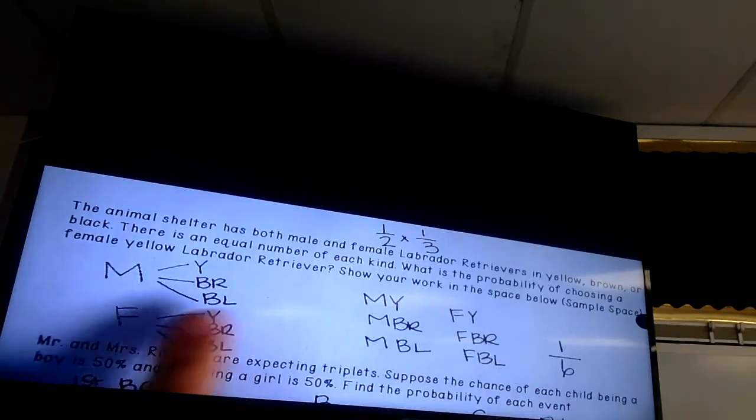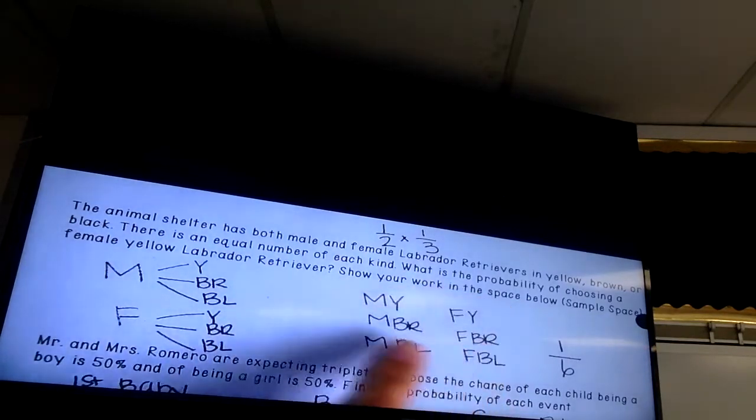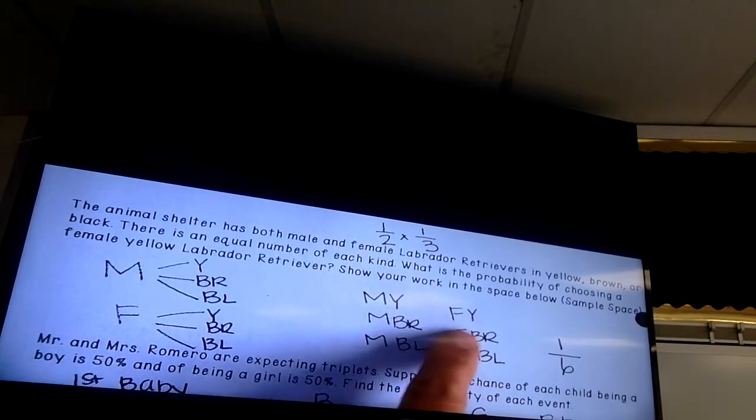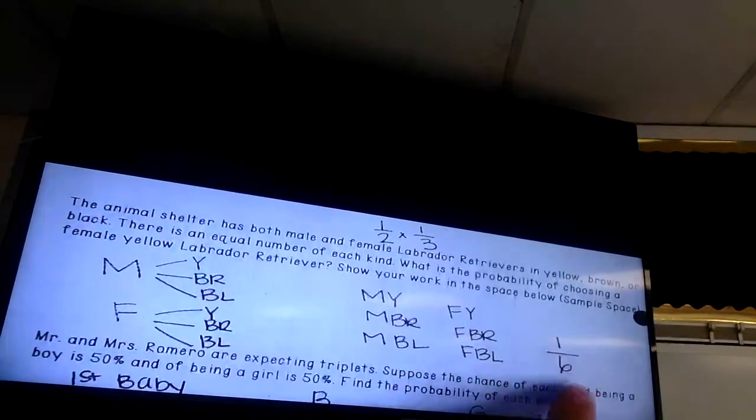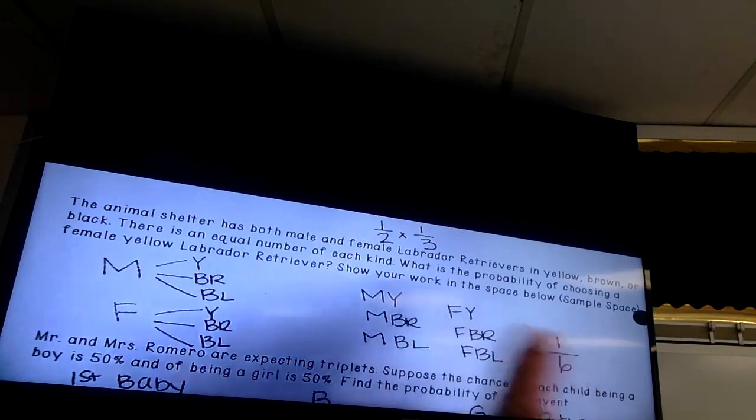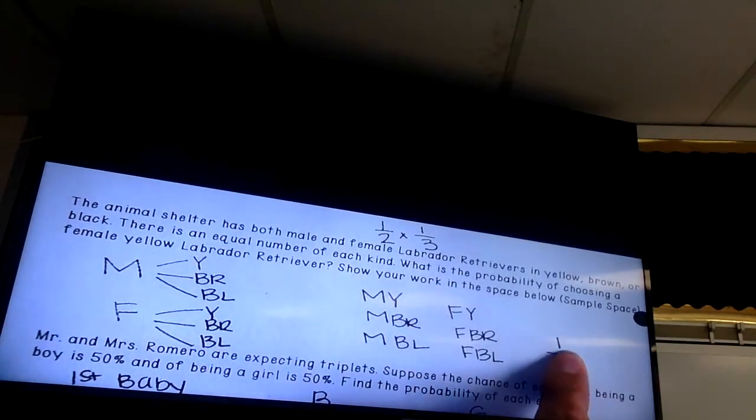So when we do that, we create our sample space here. I could get a male that's yellow, a male that's brown, a male that's black, or a female that's yellow, a female that's brown, or a female that's black. That's 6 total possibilities. The question is, how many of them show a yellow female? There's only 1 out of the 6 that show a yellow female.